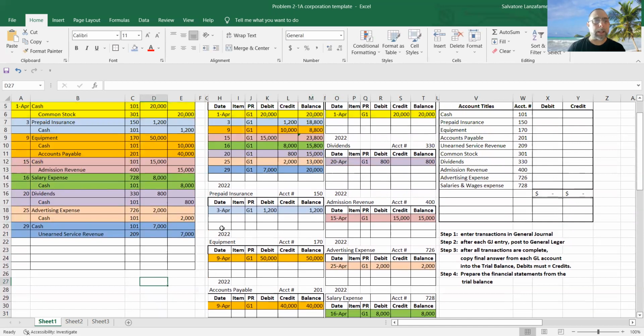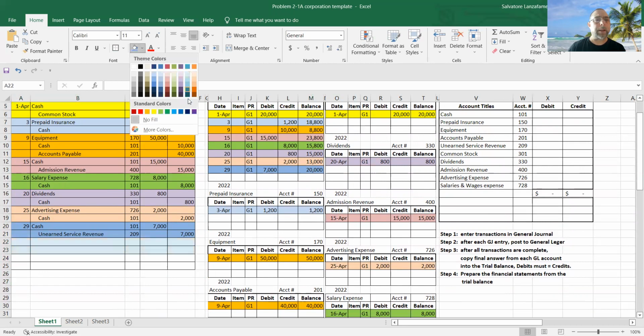Okay. And let's do one more. And let's say this is happening on April 30th. And on April 30th, what color have I not used so far? Here we go.